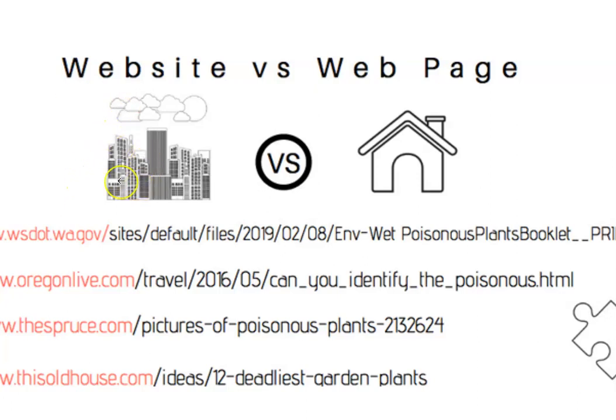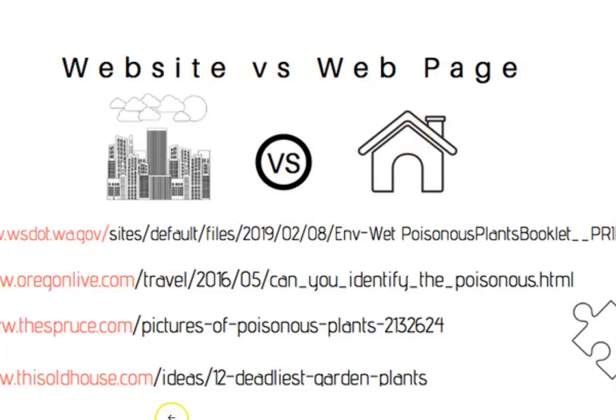So I have built this image that I hope helps you. A website is a city. It includes the clouds, the stoplights, and the streets, and the addresses. A web page is a home. City, website. Web page, home.